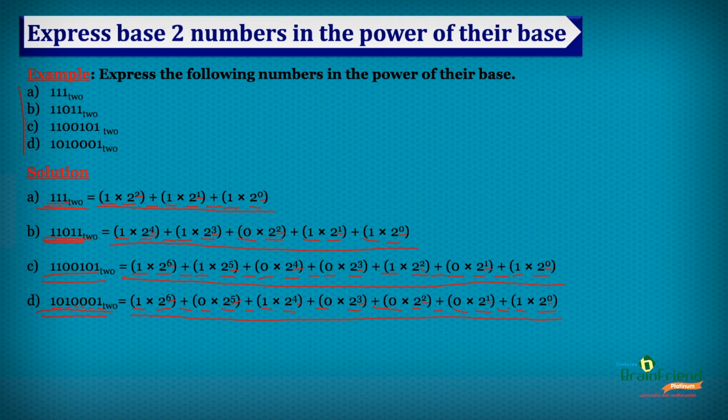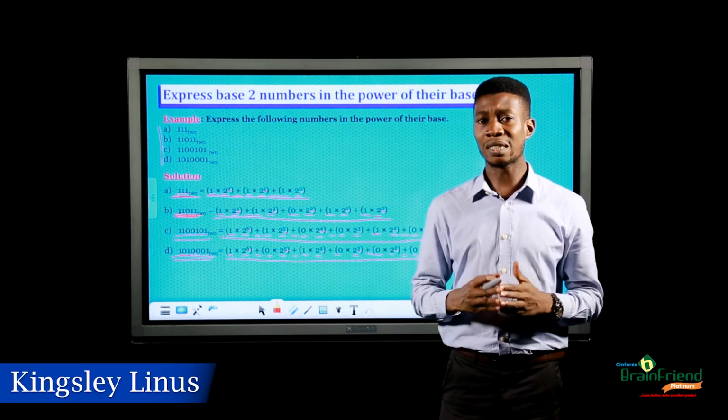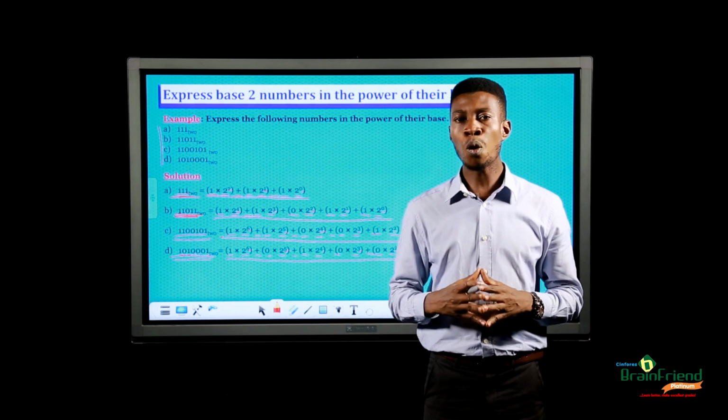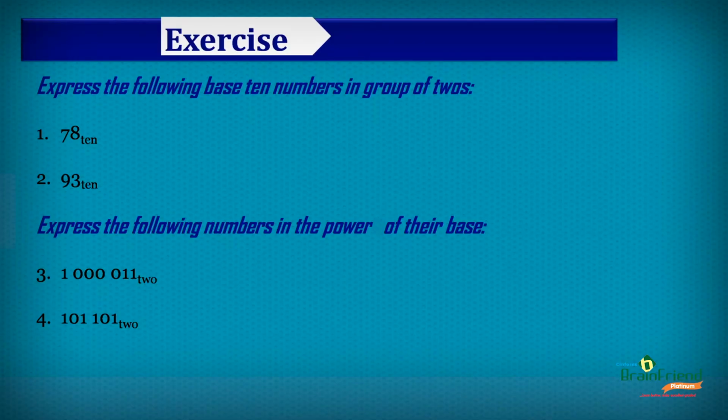Very important, note that when assigning powers to the base, we start from the right end and assign 0, and then we count up to the very last digit on the left-hand side. I hope those examples were clear enough. I have an exercise for you just to see how well you understood my explanations. Do well to pause the video at this point and try out these questions.